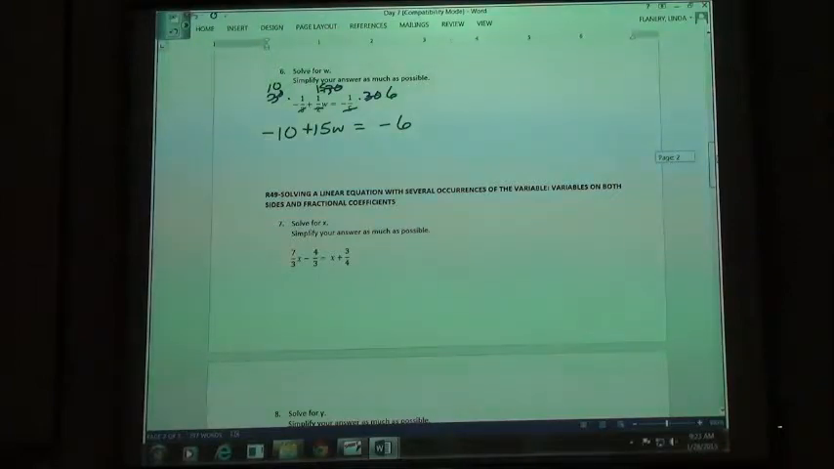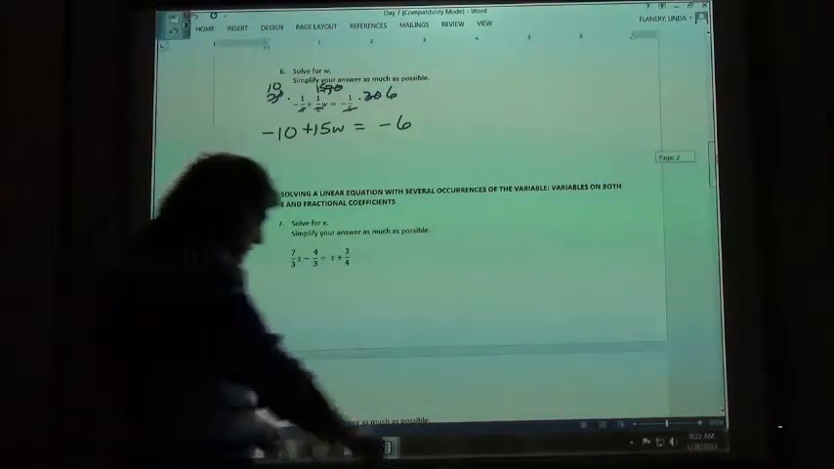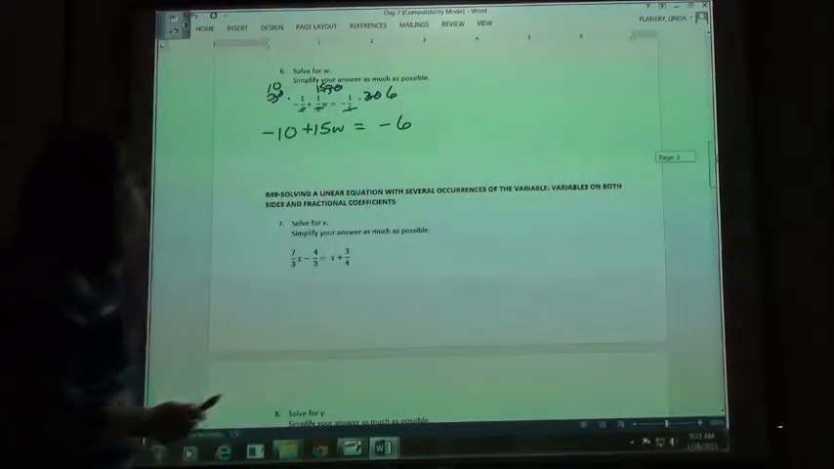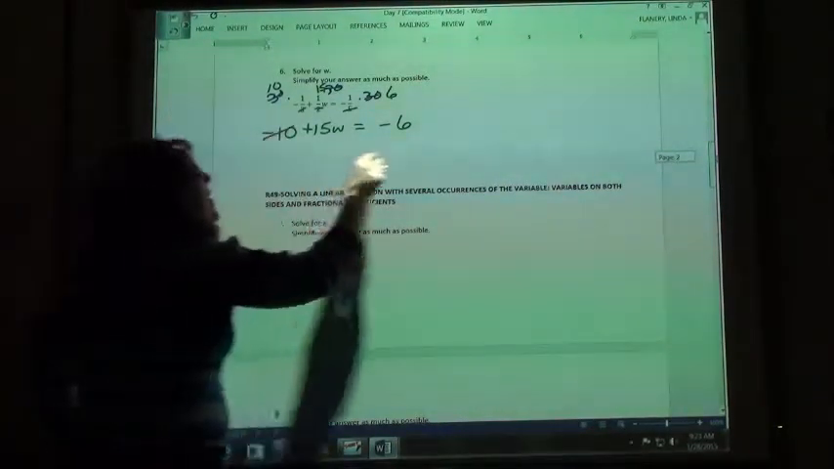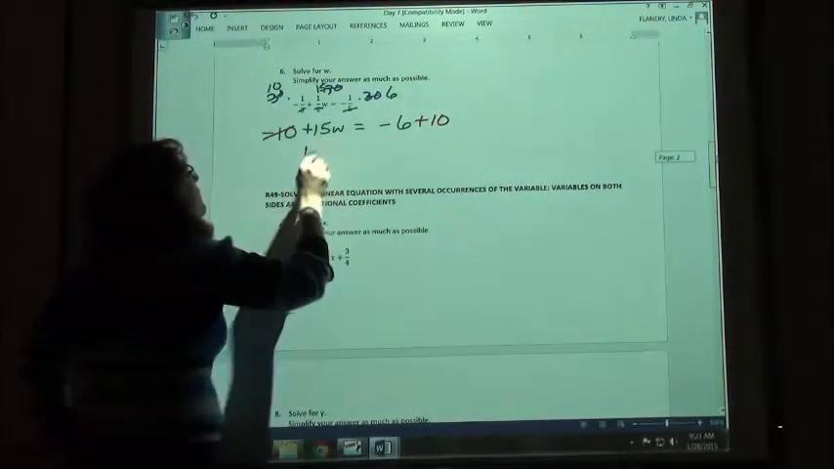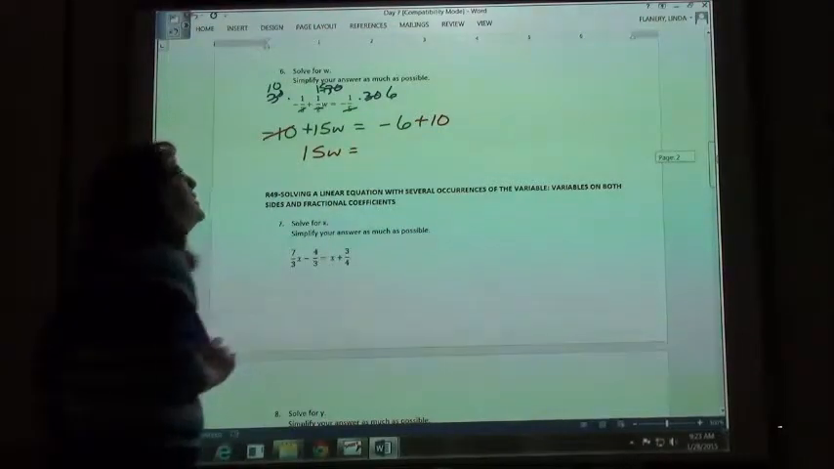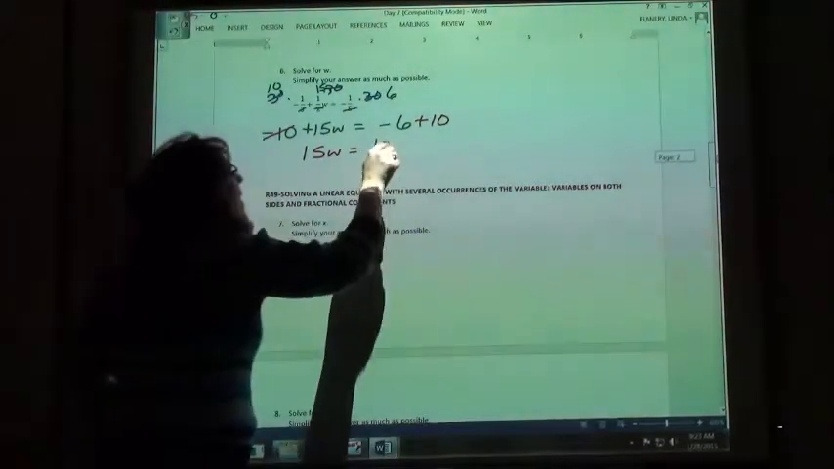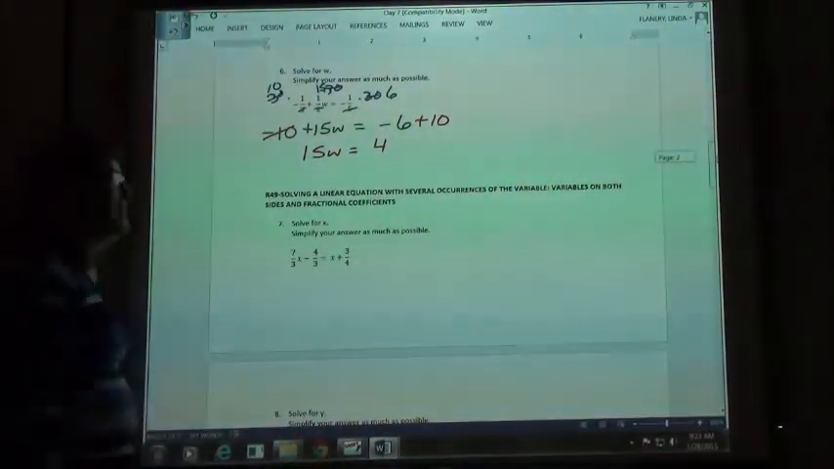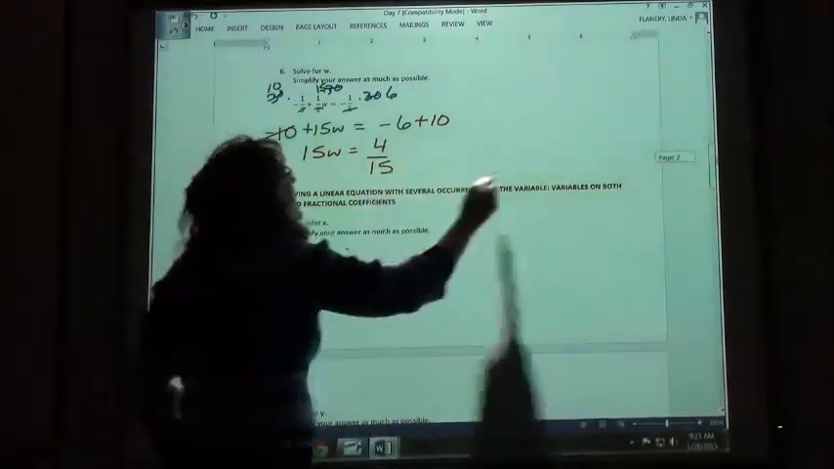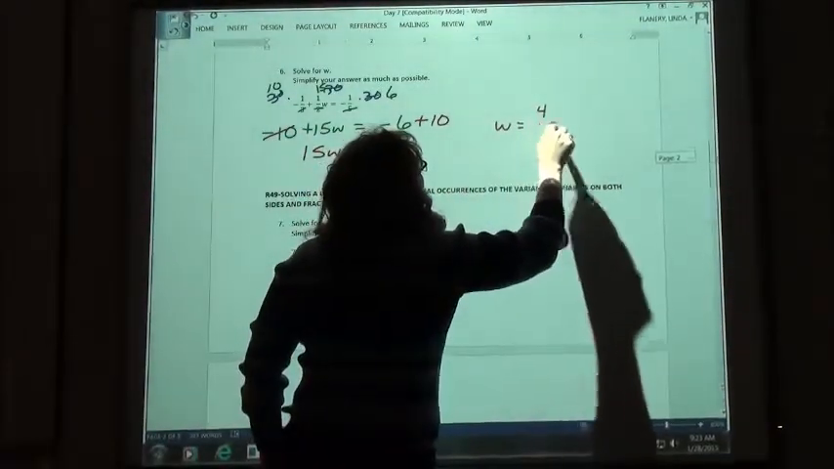So if I'm going to solve that, the next thing I'd want to do is add the 10. 15w then equals 4. And my last step, divide by 15. So w equals 4/15.